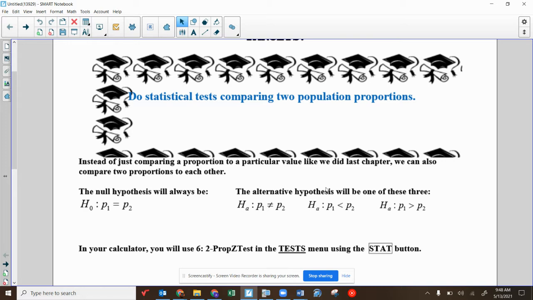So your null hypothesis for this section is always going to be that proportion 1 is equal to proportion 2. And the alternative is either going to be that the two things are not equal to each other, the first one's less than the second one, or the first one's greater than the second one. So just like the other one, you're going to have equal to for null and not equal to, less than, or greater than for the alternative, except now you're just not going to have a number at the end, you're going to have the other proportion.